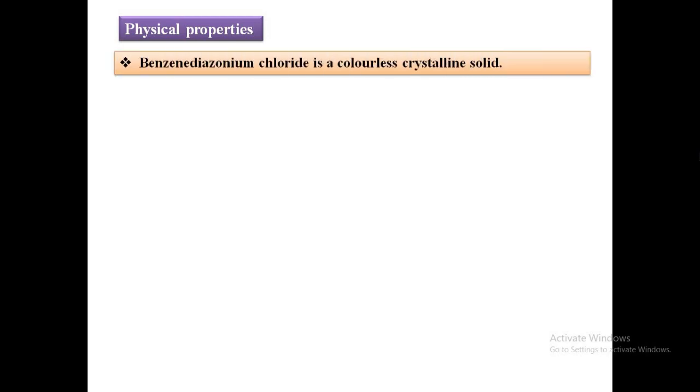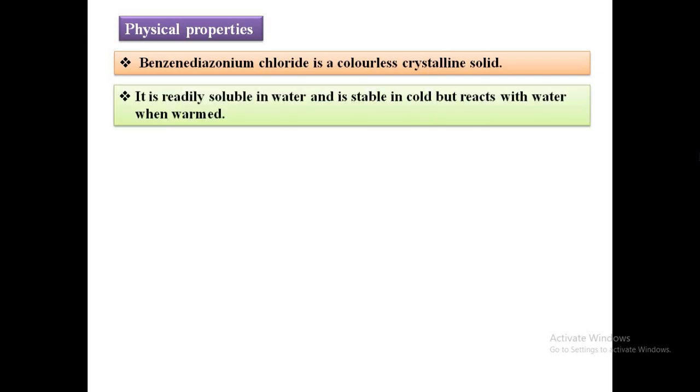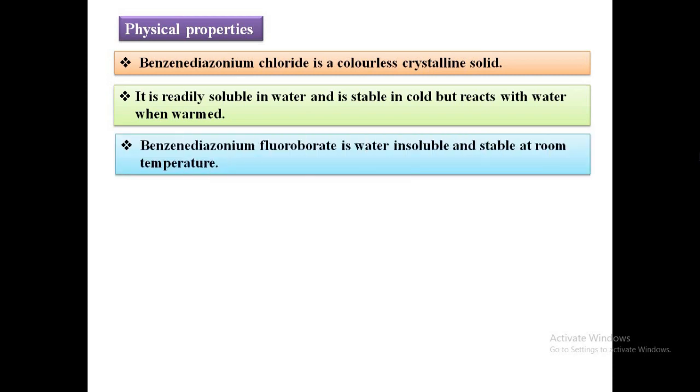Let's begin with the physical properties of diazonium salts. Benzene diazonium chloride is a colorless crystalline solid. It is readily soluble in water and is stable in cold but reacts with water when it is warmed. Benzene diazonium fluoroborate is water insoluble and stable at room temperature.